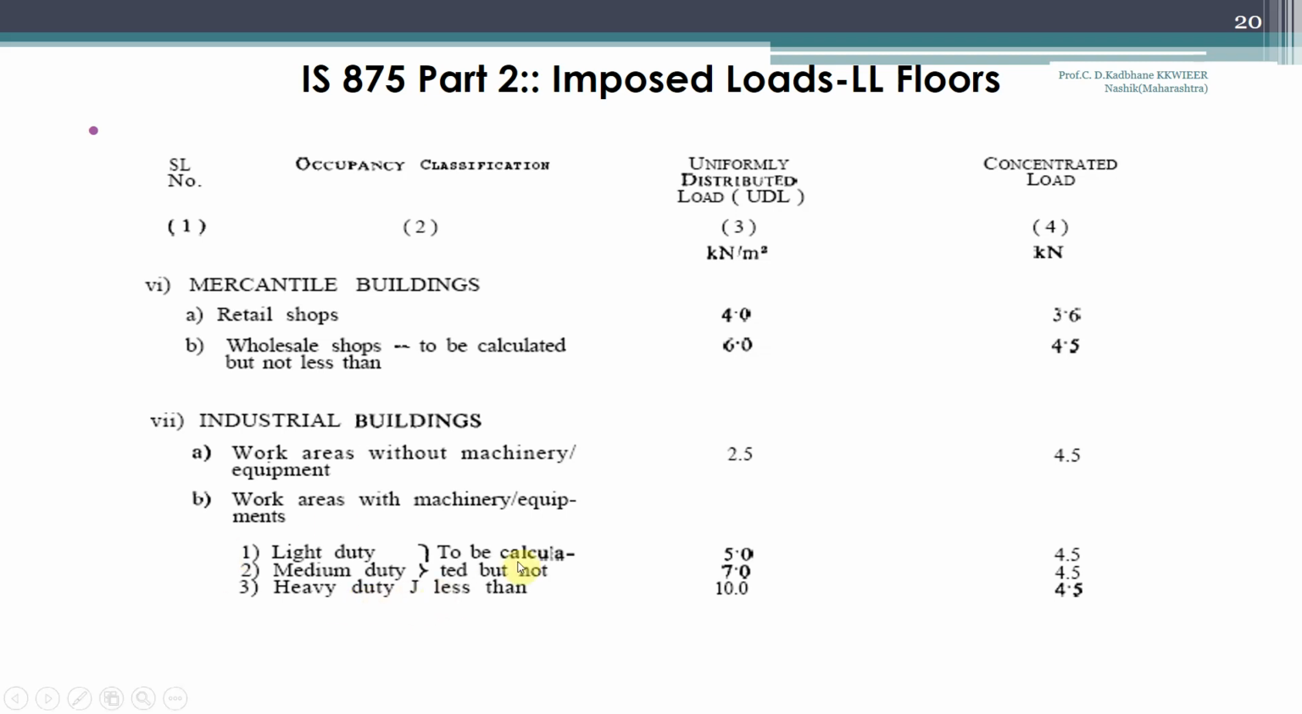For industrial buildings, for light duty buildings 5 kN per meter square is taken, for medium duty buildings 7 kN per meter square, and for heavy duty buildings 10 kN per meter square, whereas these buildings are work areas with machinery or equipment.